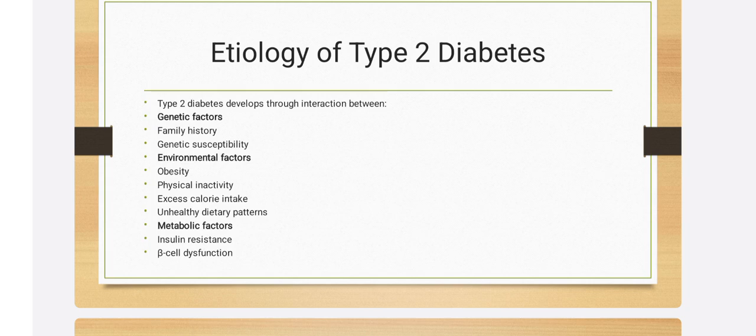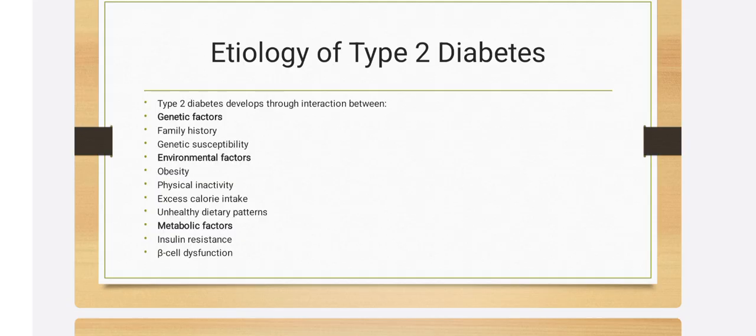Next, etiology of type 2 diabetes. The etiology of type 2 diabetes is more complex. It involves a combination of genetic and environmental factors. A strong family history increases the risk of developing type 2 diabetes. However, genetics alone does not explain the rapid increase in diabetes prevalence. Environmental and lifestyle factors are extremely important.